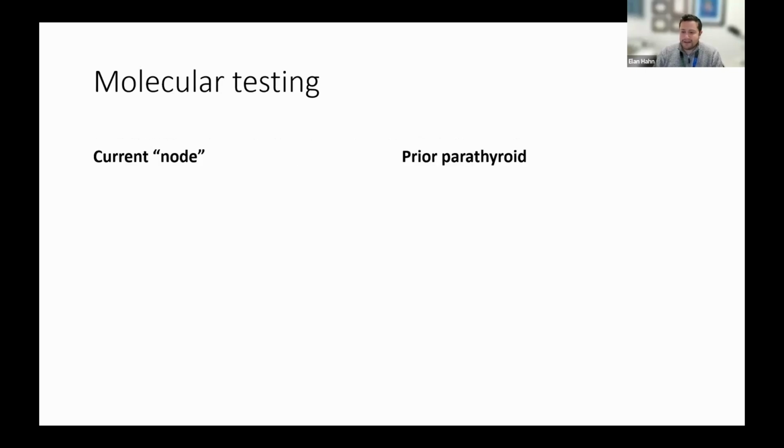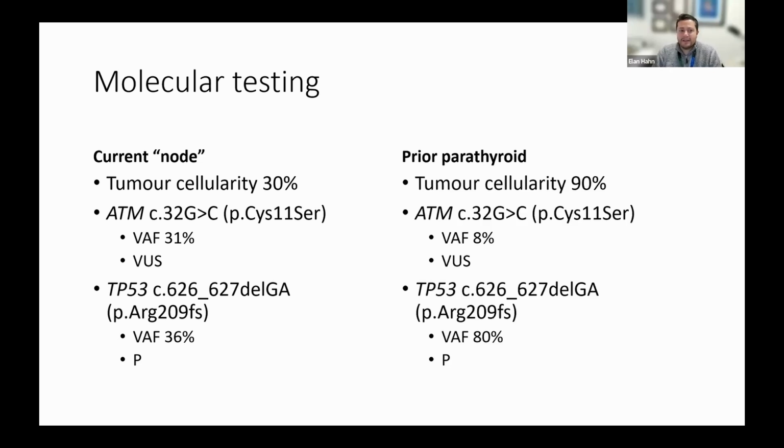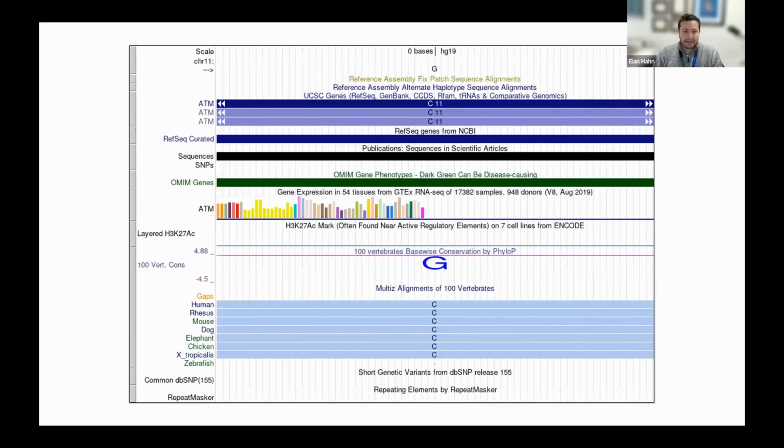So the current neck biopsy had a tumor cellularity of around 30% and showed a VUS in ATM and a pathogenic TP53 variant. The prior parathyroid tumor we tested from 2015 had a cellularity of 90%, the same VUS in ATM, and the same TP53 variant. So this ATM VUS is absent in COSMIC, absent in the general population, to sort of rule out a SNP, and it's very highly conserved as per the UCSC genome browser.